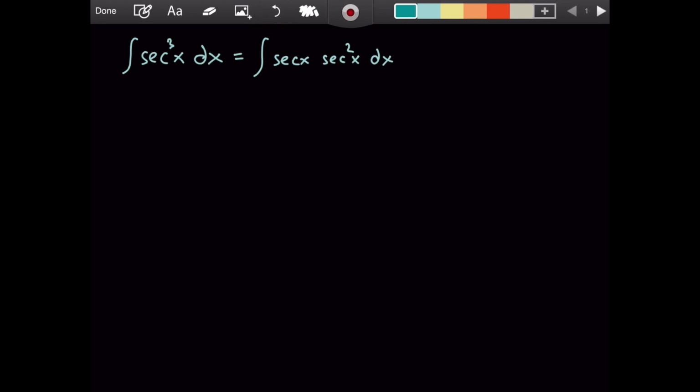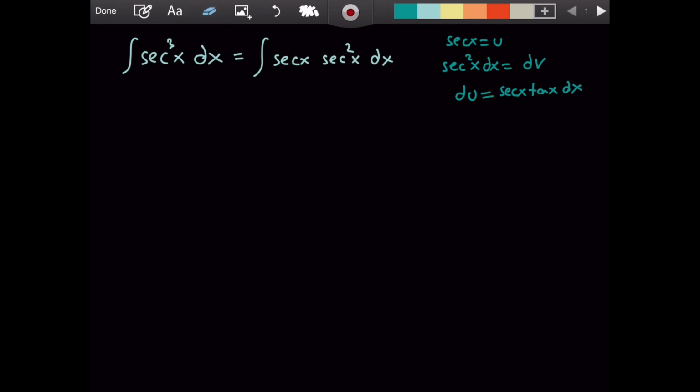Maybe I should write it here. So we will say that secant of x is u, and then we will have secant squared x dx equaling dv. Using the first one, we can see that du is equal to, what is the derivative of secant of x? You might not know this, but you can try this on your own. It is going to be secant of x times tangent of x dx.